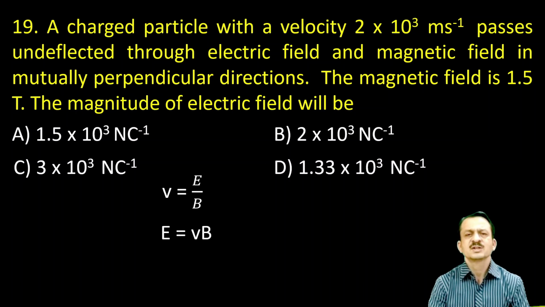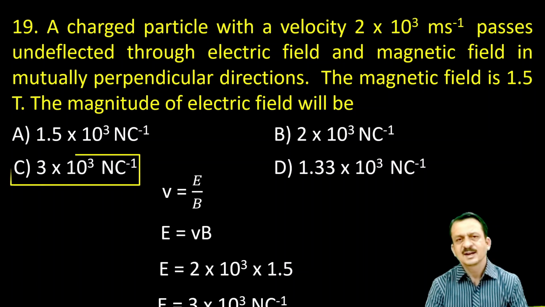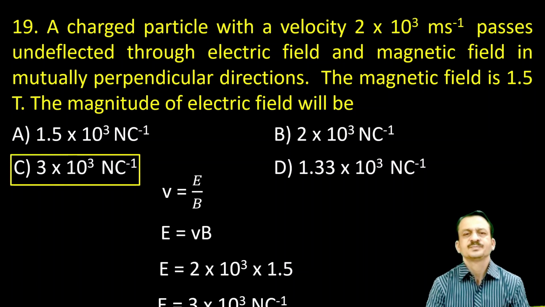Now velocity is given as 2 into 10 to the power of 3 and magnetic field is 1.5. Simply substitute and simplify. 2 into 1.5 is 3. 3 into 10 to the power of 3 Newton per Coulomb. Hence C is the right answer here. Next one.